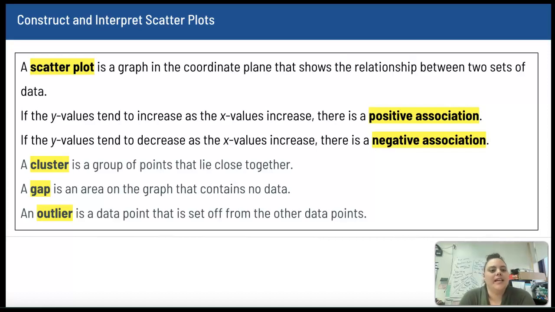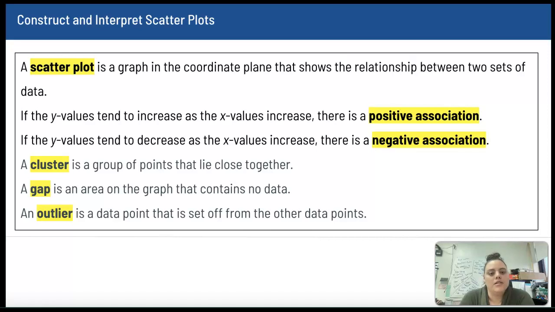So the first one is a scatter plot. This is a graph in the coordinate plane that shows a relationship between two sets of data. If the y values tend to increase as the x values increase, we say there is a positive association. If the y values tend to decrease as the x values increase, we call that a negative association.